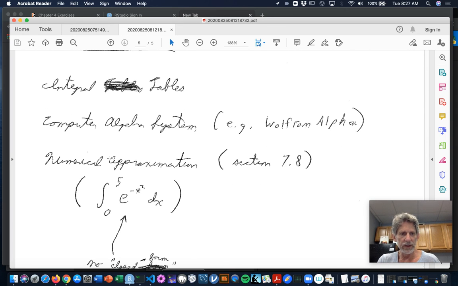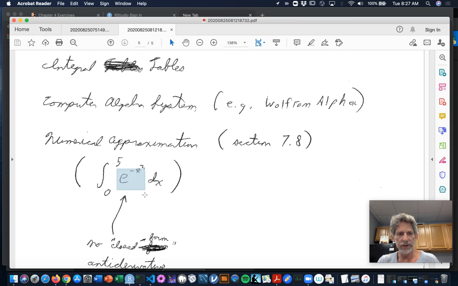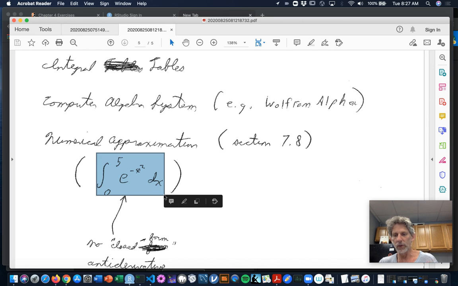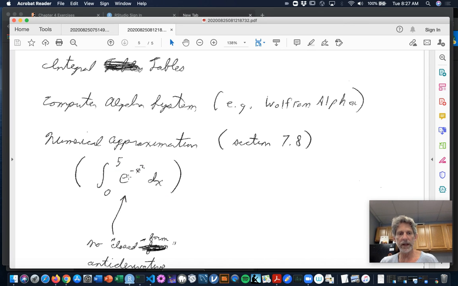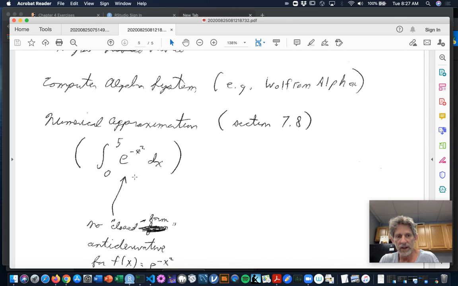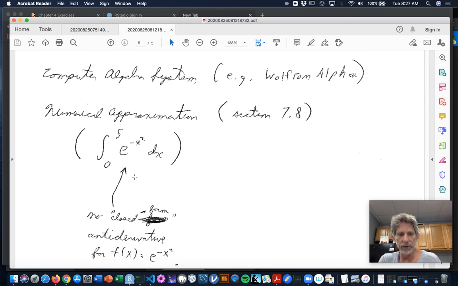And another possibility, if your antiderivative appears as part of a definite integral problem, like, gee, I wish I could get this definite integral with the fundamental theorem of calculus, but I'd need the antiderivative of e to the negative x squared. Well, turns out there's no closed form antiderivative for f of x equals e to the negative x squared. You could try all day and night, and you could ask for the antiderivative of e to the negative x squared in Wolfram Alpha, and it would spit out that it can't do it. But don't worry, there are ways to numerically approximate definite integrals that we'll learn about in section 7.8.